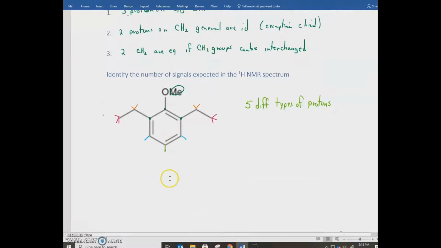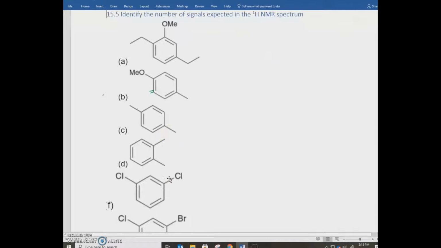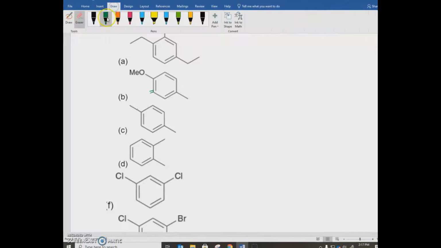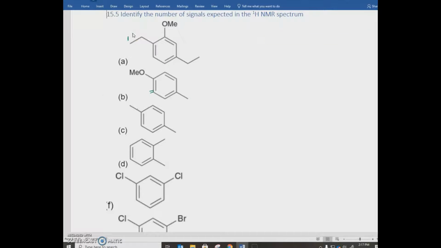So now I've got a whole bunch of examples. You might want to stop the tape and see how you do on these. So there's 3 protons here. Oops. The 3 protons here will be of one type. The 2 protons at this position will be of another type. The 3 protons on this methyl group will be yet another type. There's a proton here.